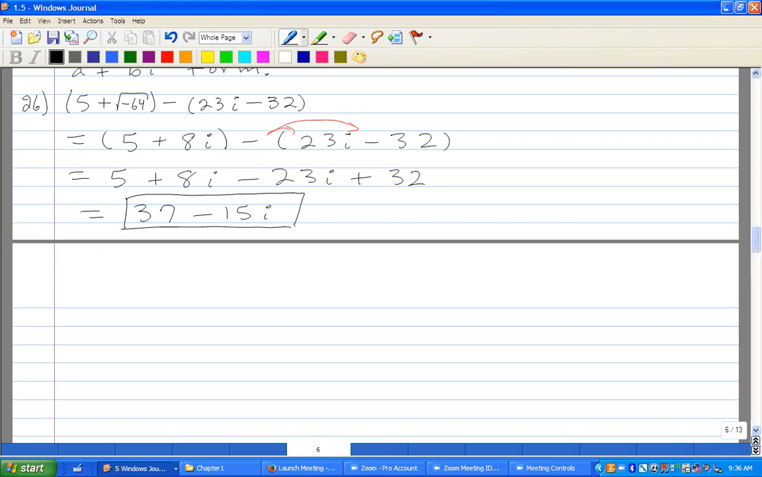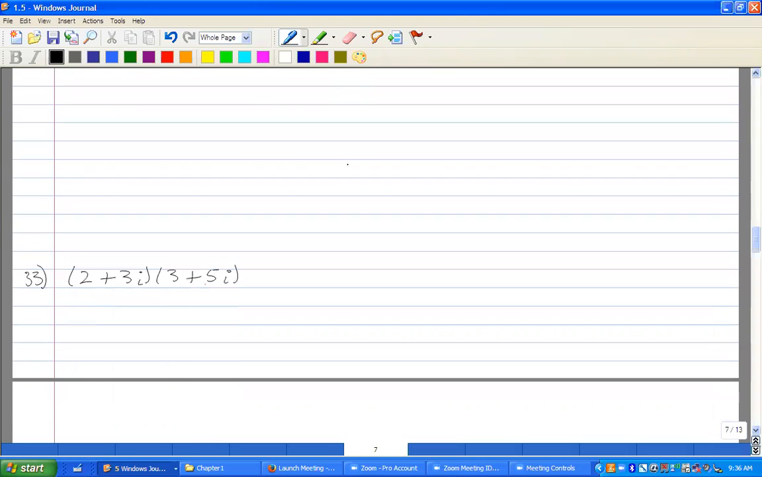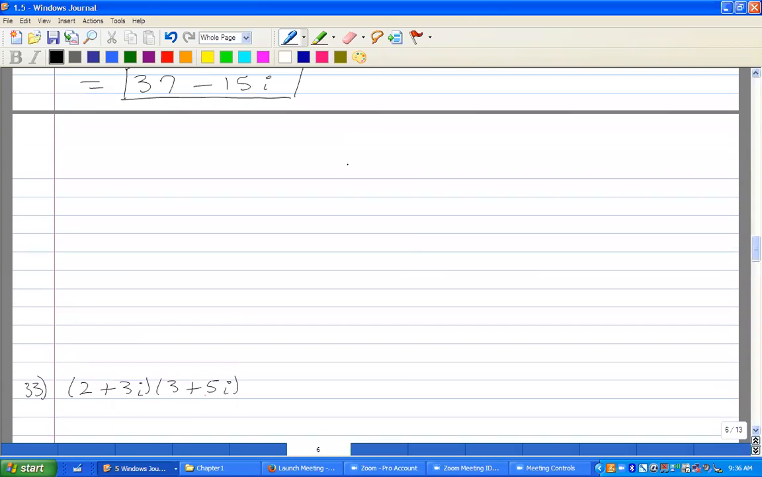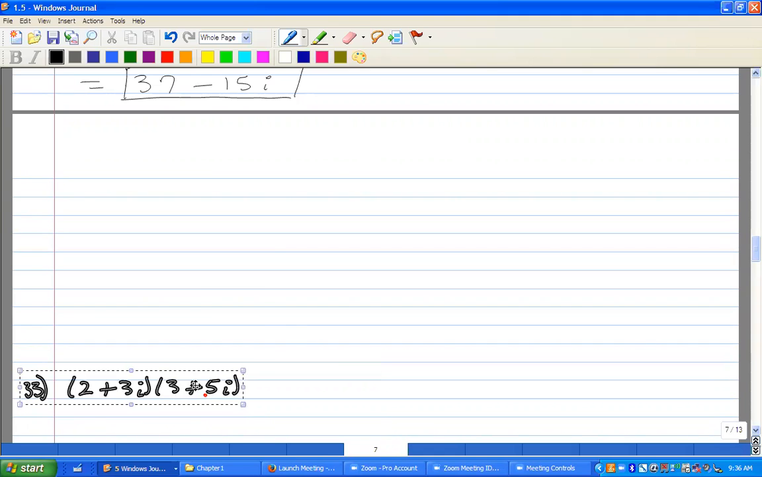So notice that we treat these just exactly the same way we did in previous sections. We treat this i here as sort of an indeterminate, a variable. So if these were like apples or something, it would work the same way. The algebra that I introduced before just said, treat everything the same way you've done it before. Okay, let me do problem number 33.